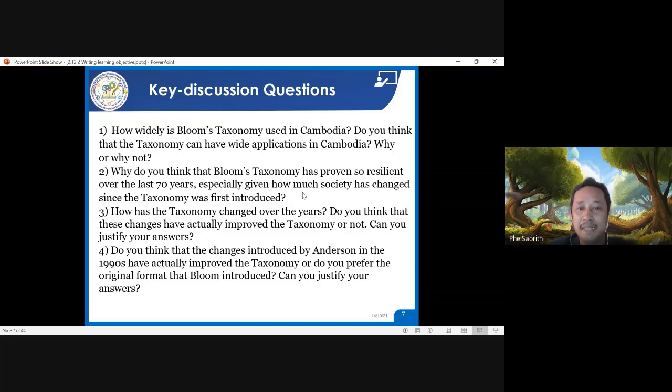Okay, so the last question, for the last groups: do you think that the changes introduced by Anderson in the 1990s have actually improved the taxonomy, or do you prefer the original format that Bloom introduced? Can you justify your answers?